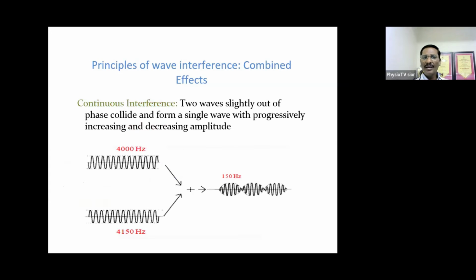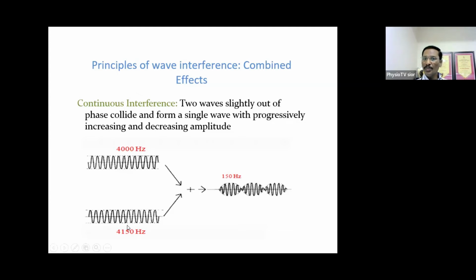Now, in the third scenario, we have continuous interference. Let's try to understand it. This is the basis for the production of interferential currents. So how does this continuous interference happen? When we have two medium frequency currents, one of them is fixed at 4,000 hertz. The second one has a slightly greater frequency, that is 4,150 hertz. In this example, I have used 4,150 hertz.